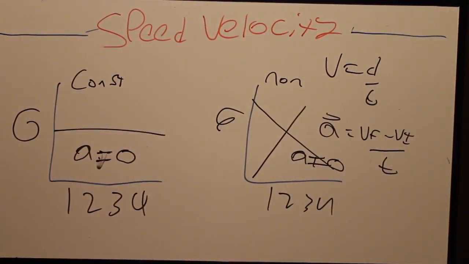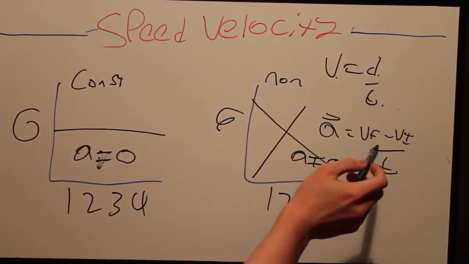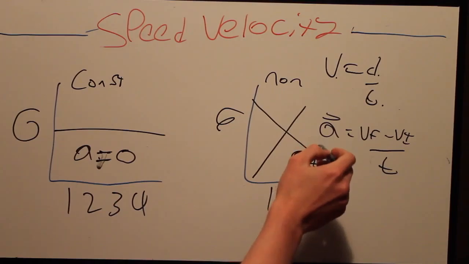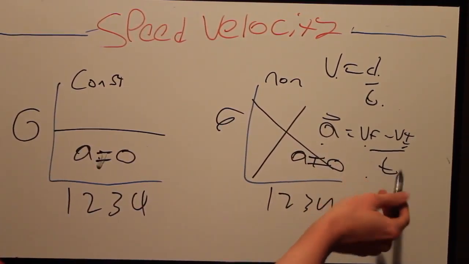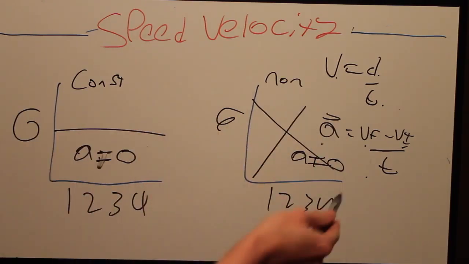You can find velocity 2 ways. Velocity equals distance over time, or you can use the kinematic equation a equals Vf minus Vi over t. So that's basically what speed and velocity is. It's basically the same thing, it's just constant, non-constant.